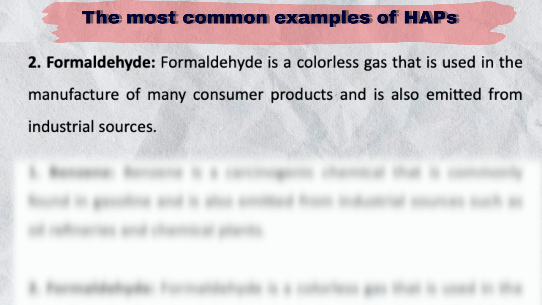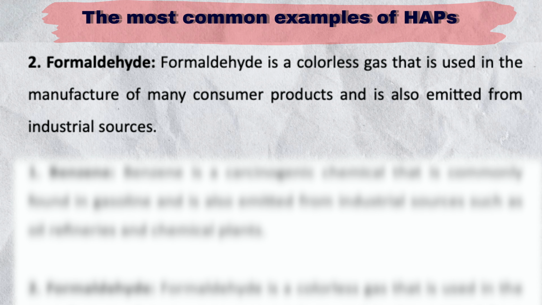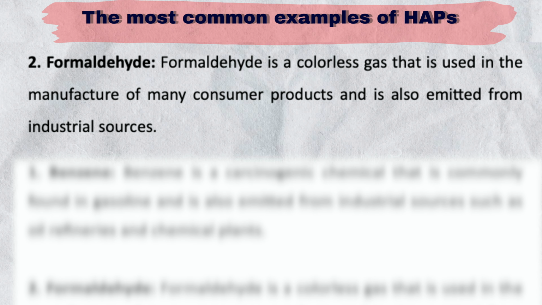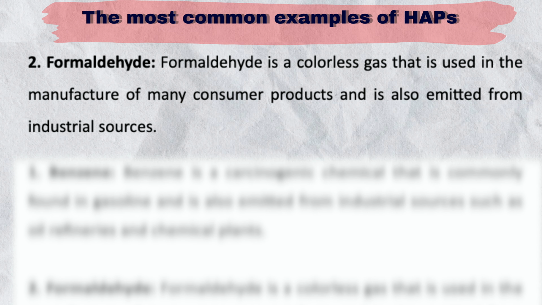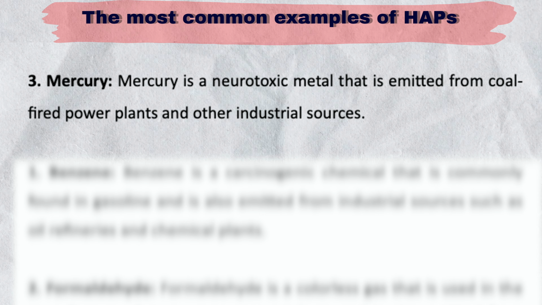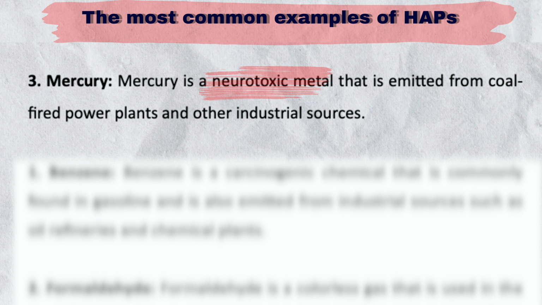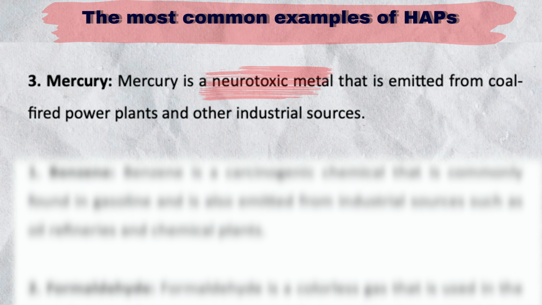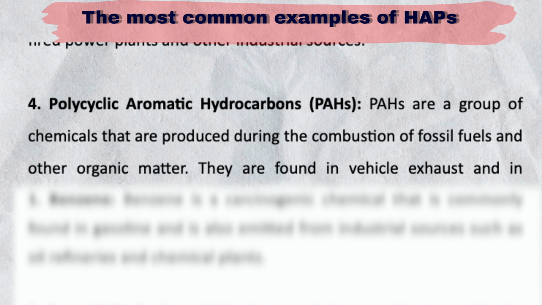Formaldehyde. Formaldehyde is a colorless gas that is used in the manufacture of many consumer products and is also emitted from industrial sources. Mercury. Mercury is a neurotoxic metal that is emitted from coal-fired power plants and other industrial sources.